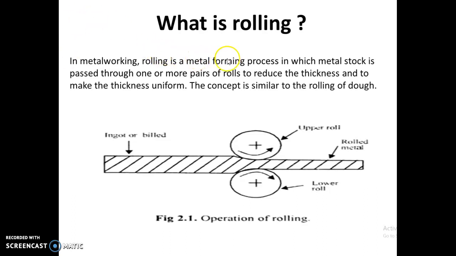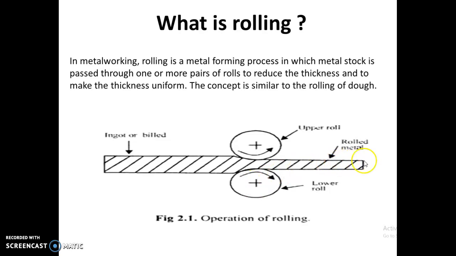Rolling is a metal forming process in which metal stock is passed through one or more pairs of rolls to reduce the thickness and to make the thickness uniform. The concept is similar to rolling of dough. So this is the workpiece, which is called an ingot or billet. So this is the rolled metal. These are the two rollers called the upper roll and lower roll.